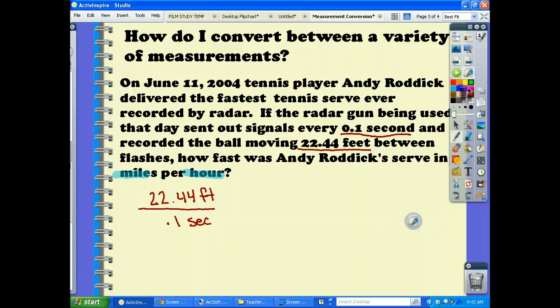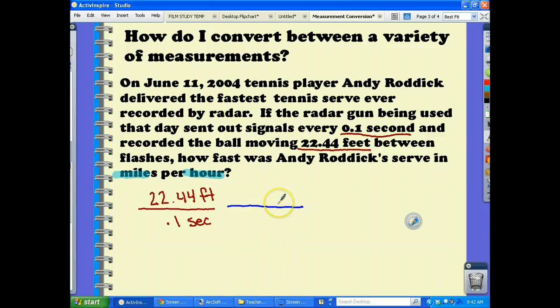And we can do that. But the first one we want to deal with is the feet. We need to take that and put it to miles. Well, again, I want to be able to cancel out the feet, so I'm going to go diagonally. Feet per mile. Now, how many feet are there in a mile? There's 5,280 feet per 1 mile. Now, at this point, I can cancel out my feet because they're going to be gone.